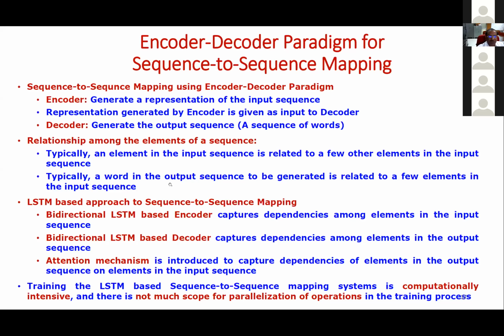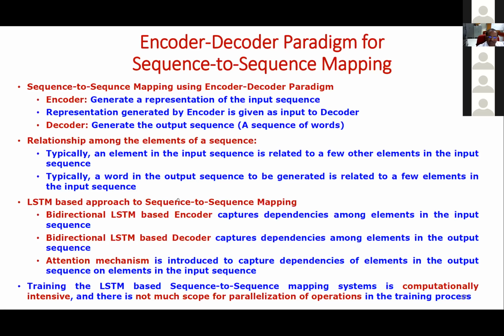And similarly, a word in the output sequence to be generated is also related to a few elements in the input sequence. That is, let's say if I'm talking again about a translation task, if I want to generate a Tamil word, it's not generated only from the corresponding Hindi word. It is related to many other words in the Hindi language sentence, which we are giving as the input, right? So it's important to capture that relationship and perform this mapping task. Okay.